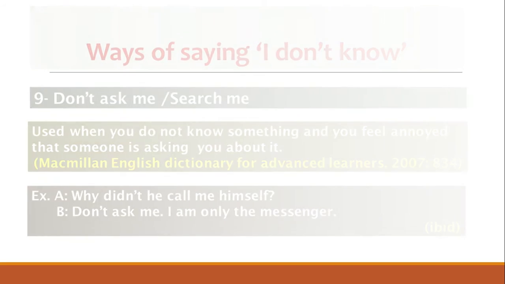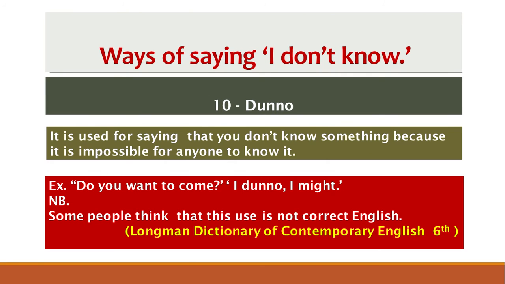Number 10, "Dunno." This expression is used for saying that you don't know something because it is impossible for anyone to know it. For example, "Do you want to come?" "I don't know. I might." But note here, some people think that this use is not correct English.